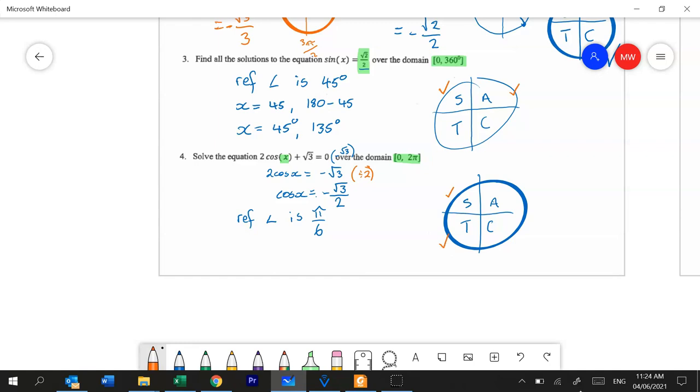And so now what we need to do is find a value for x. So x is either going to be pi, because remember this is pi over here, minus pi on 6. It could also be pi plus pi on 6. So the two values for x are 5 pi on 6, and the other one is 7 pi on 6.